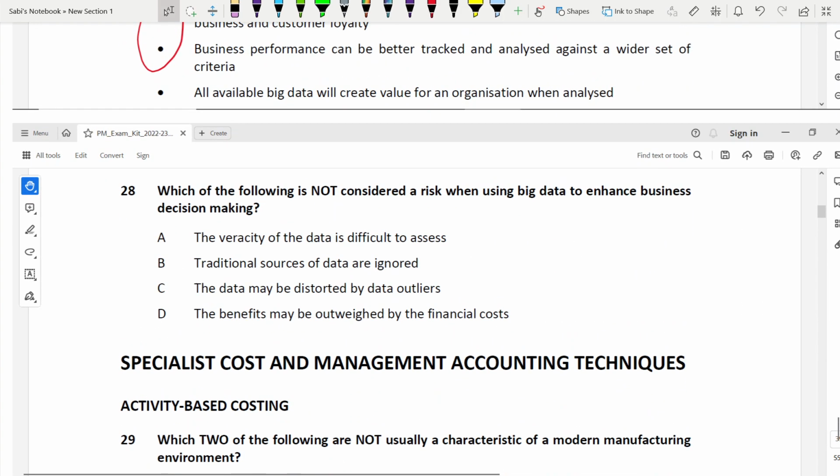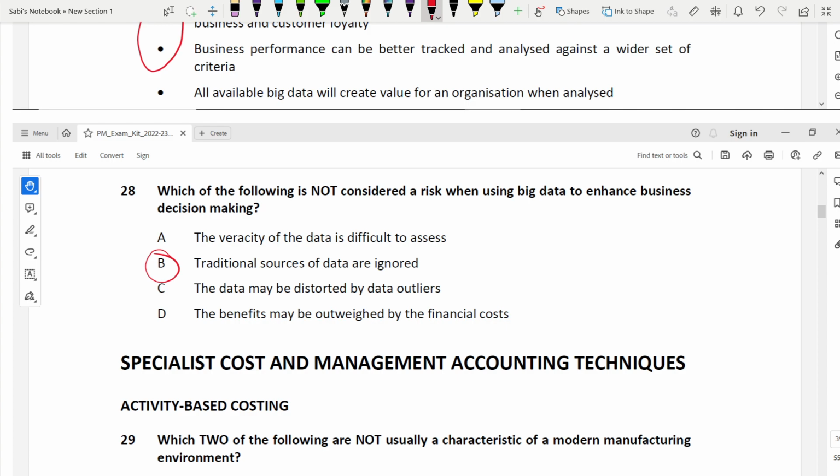And 28, the last question. Which of the following is not considered a risk when using big data to enhance business decision making? First one, the veracity of the data is difficult to assess. Second, traditional sources of data are ignored. Third, data may be distorted by data outliers. Fourth, benefits may be outweighed by financial cost. The correct answer is B. Why? The others are risks of using big data.